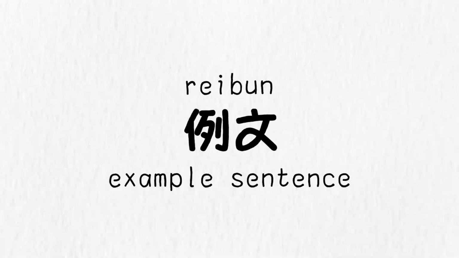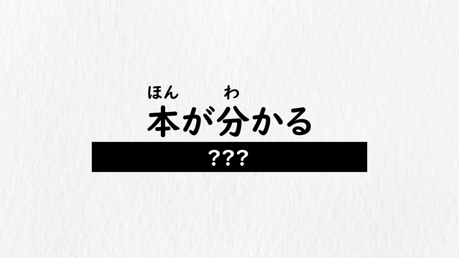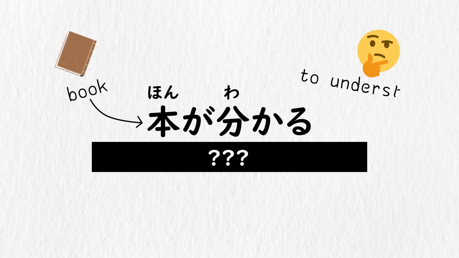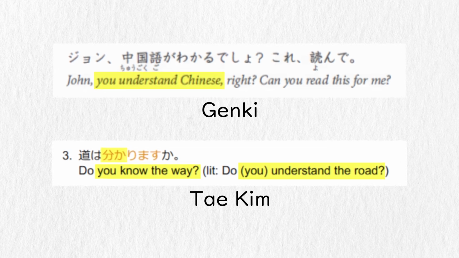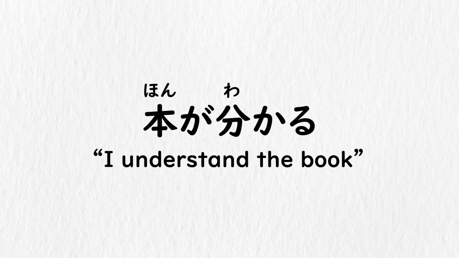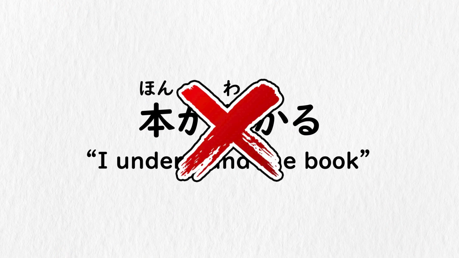Now, let's take a look at why this is important and how it can help you understand Japanese sentence structure. For this, we'll use the example sentence, hon ga wakaru. Hon means book, and wakaru is usually translated as to understand. Most resources will tell you this means I understand the book. However, this is a huge mistake.